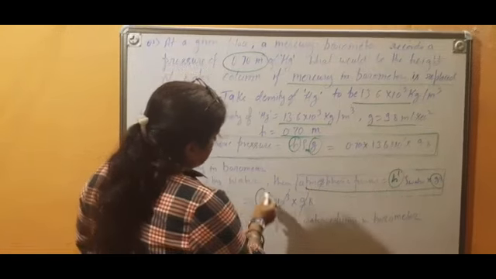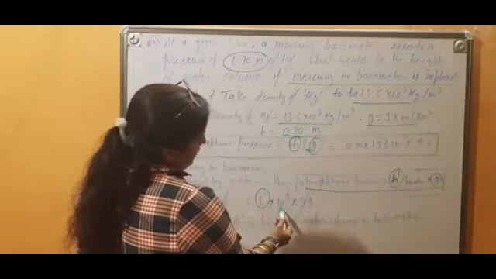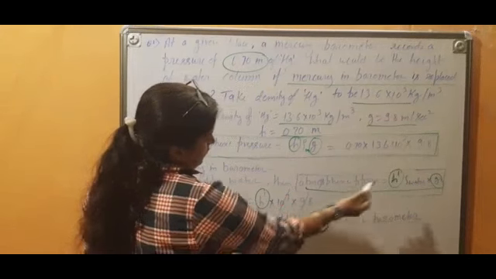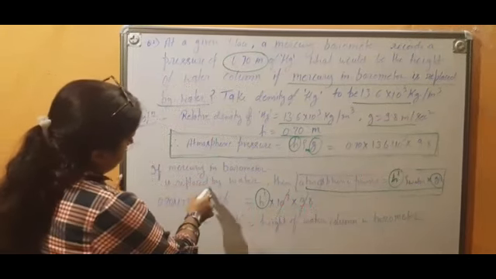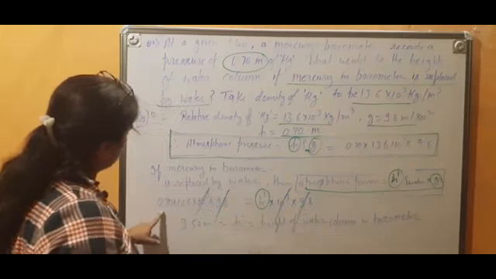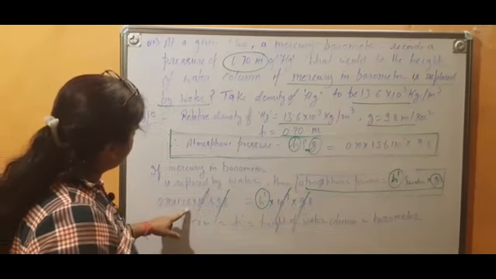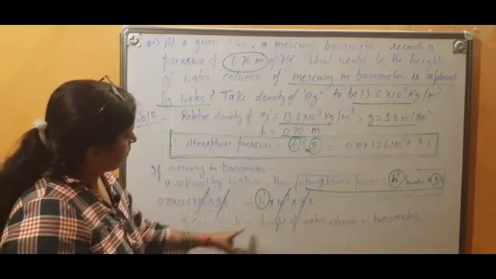So just copied H dash into, and we know that density of water is 10 cube, so we have written 10 cube into acceleration due to gravity is 9.8. Then what I did, I cancelled 10 cube, then 9.8, 9.8. What is the remaining thing? 0.70 into 13.6. When we multiplied it, we get 9.52 meter, that is equals to H dash.